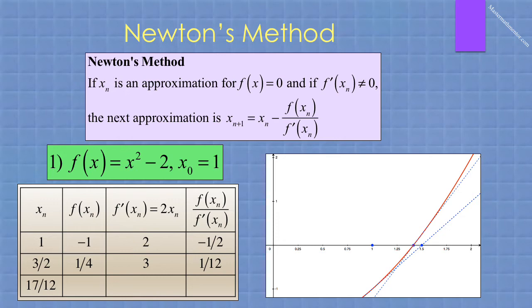We start with x sub n equals 1, and we know that f of x sub n is 1 minus 2, which is negative 1. And we can see this on the graph on the right.